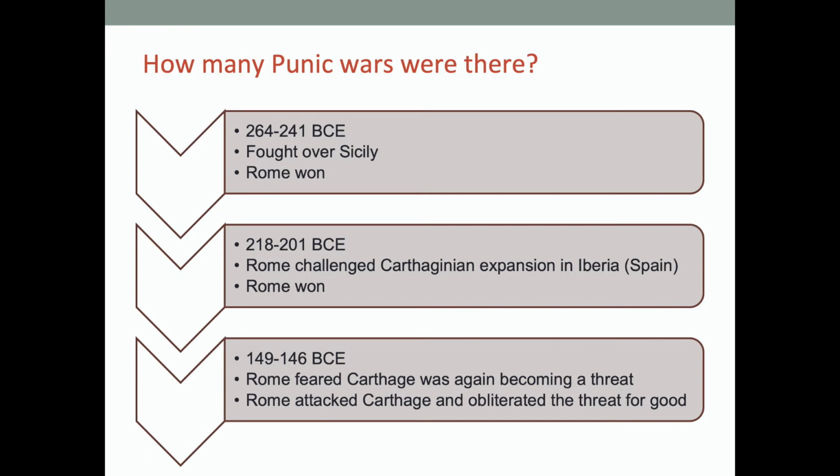And in 149 to 146 BCE, Rome fought Carthage for the third and last time because they feared Carthage was becoming a threat again, which they really weren't. This was just honestly kind of overkill. But at the end in 146, Rome attacks Carthage for the last time and obliterates it for good, right? We have this idea of the Romans salting the earth in Carthage, which didn't actually happen, but they tell this legend of Rome in the Third Punic War utterly destroying Carthage and salting the earth so that nothing will ever grow there ever again. They wanted to completely wipe them off the map.